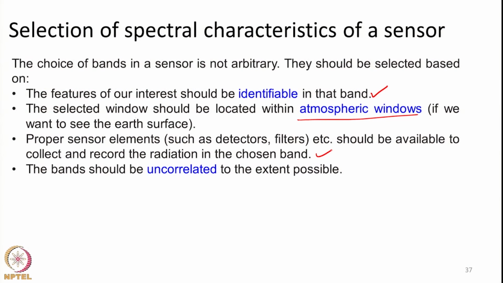Third thing, proper sensor elements should be available. That is, okay, we decided this is the bandwidth I am going to use for studying this feature, that is present in an atmospheric window, no problem. But still we should have some detector to collect that energy, right. What if no detector available on Earth will be able to collect energy in that particular band? It is a waste, right. So, we should have proper materials using which we can produce sensors which can collect energy in that particular wavelength.